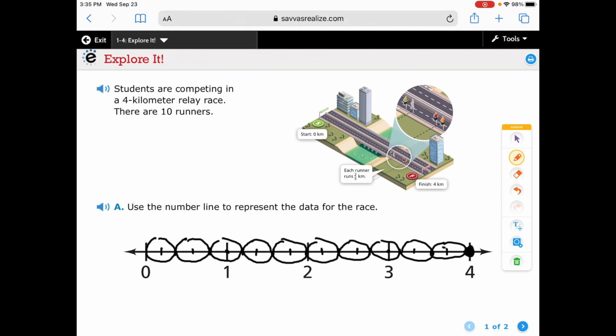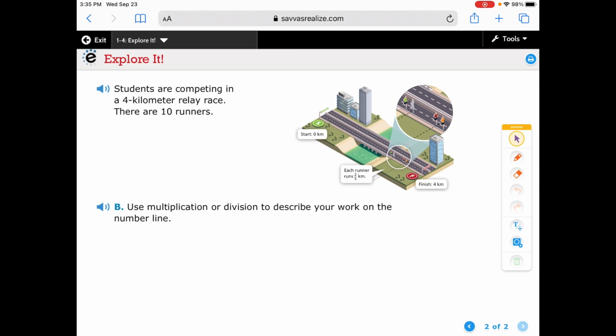All right, and then this over here indicates that there's 10 runners. All right, so make sure that you're drawing this all in. And if you look, each one of these circles in total equals 10. So that's that portion. And then for B, it states use multiplication or division to describe your work on that number line.